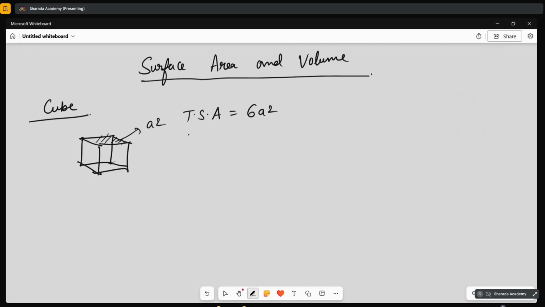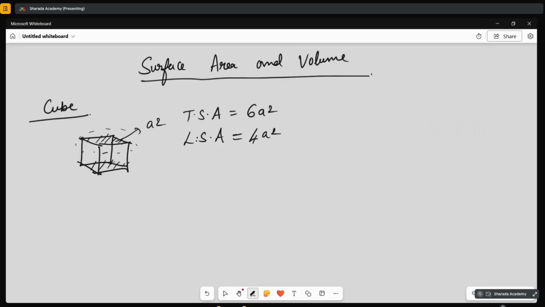Okay, then the lateral surface area or the curved surface area, whatever you call it, what will that be? The top and the bottom, we will not consider. Those 2 faces we will not consider. Then we call it the lateral surface area. So what will be its area? Only 4 faces, each one is a square, so it is 4a square.